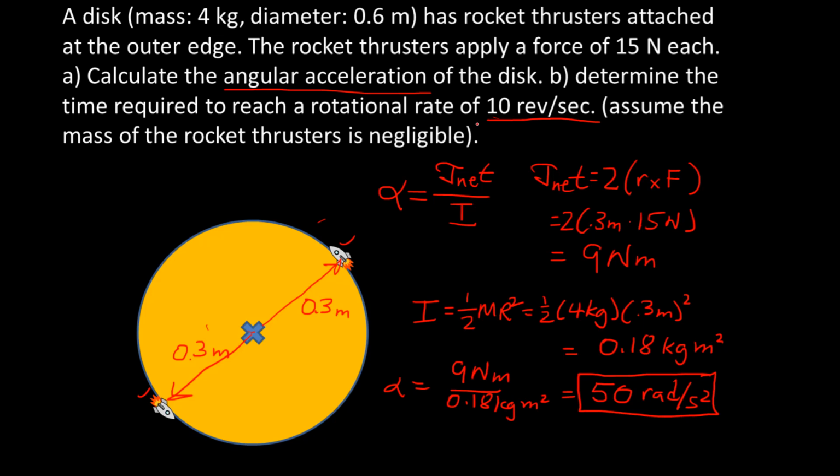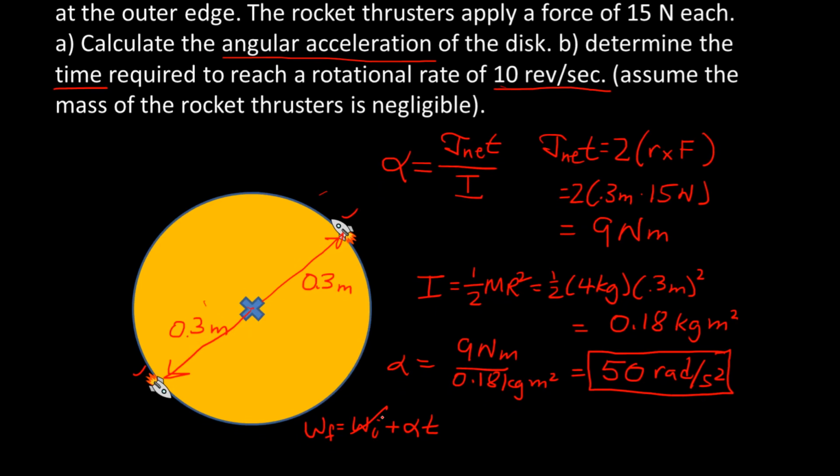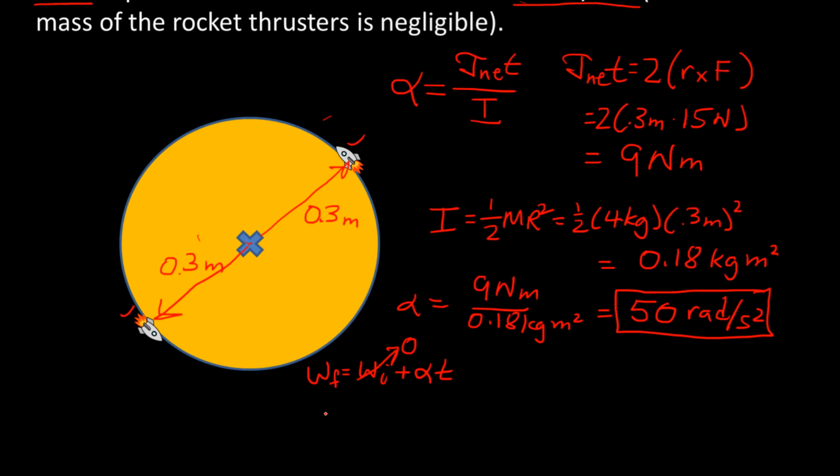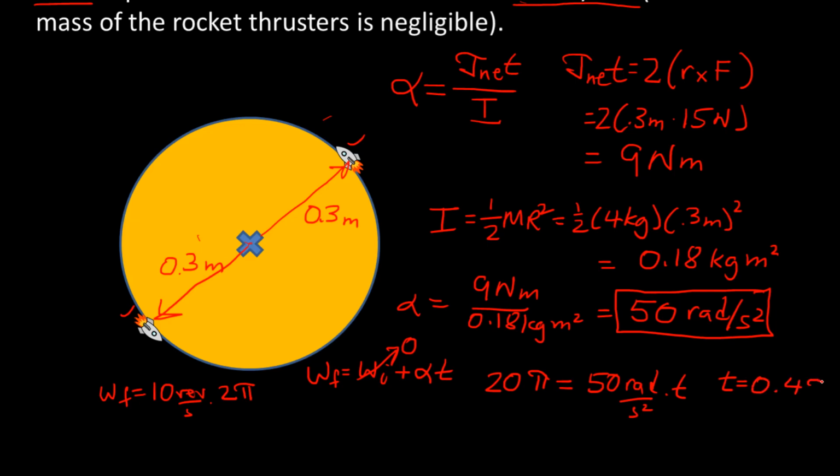The next question is how long. Determine the time required to reach a rotational rate of 10 revolutions per second. I know that my final rotation rate is equal to my initial rotation rate plus alpha times time. It started from rest, so we know that's 0. My final rotational rate is 10 revolutions per second, but there's 2 pi radians in each one. So what do I end up with? I got 20 pi is equal to 50 radians per second squared times t, which tells me that t is equal to 20 divided by 50, which is 0.4 pi seconds.